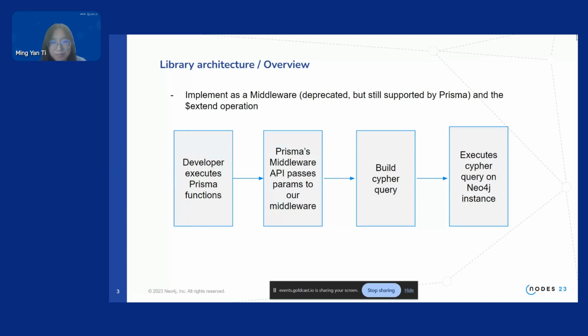How the library works is the Prisma middleware API or the extend operation passes in some parameters that you can use, and also the model. I extract information from the model and the parameters, and then I build the Cypher query based off it. Then, using the connection that you would have to initialize beforehand, you can execute the Cypher query on the Neo4j instance.